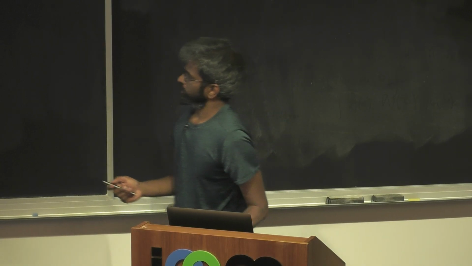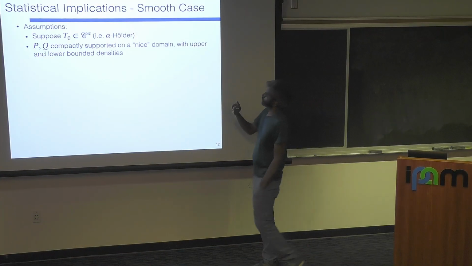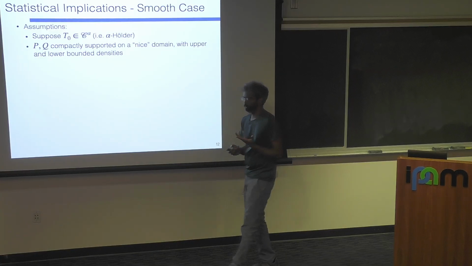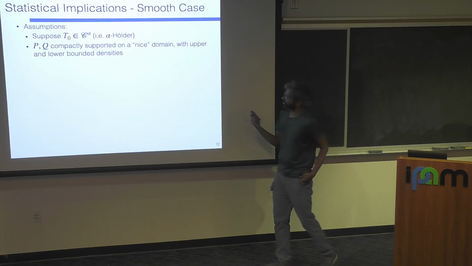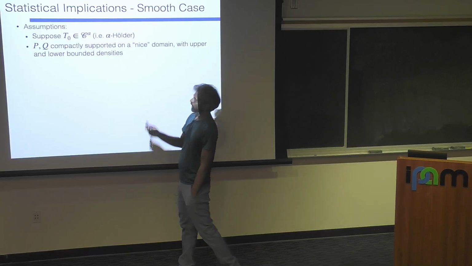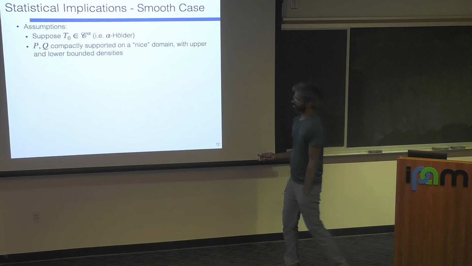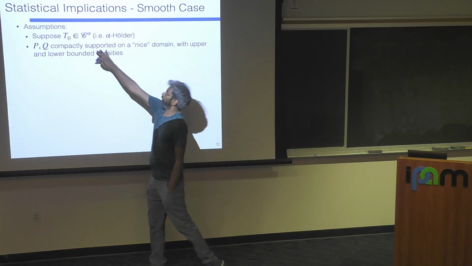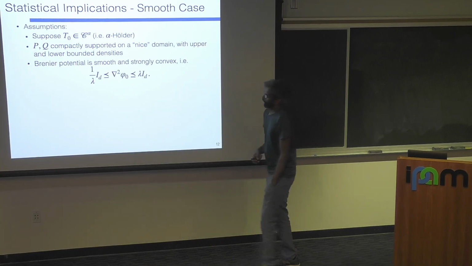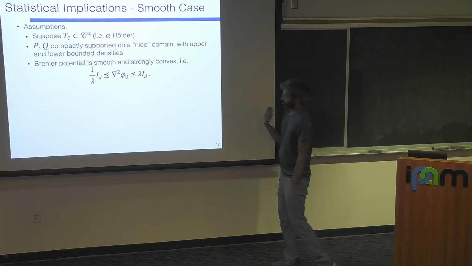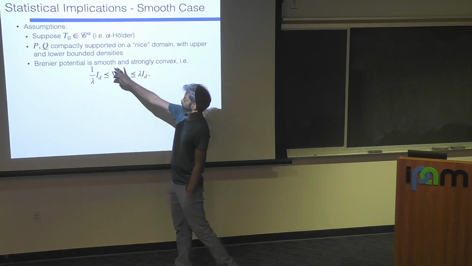Okay, so let me tell you about some results that we know how to prove now as a result of this. There are two or three cases that have been studied in the past in the literature, so I'll tell you about those. Here's a case where you're trying to estimate the transport map, and what you're going to assume is that the transport map is alpha Holder. This is the setting. It comes from Philippe Rigollet and Jan-Christian Hütter.